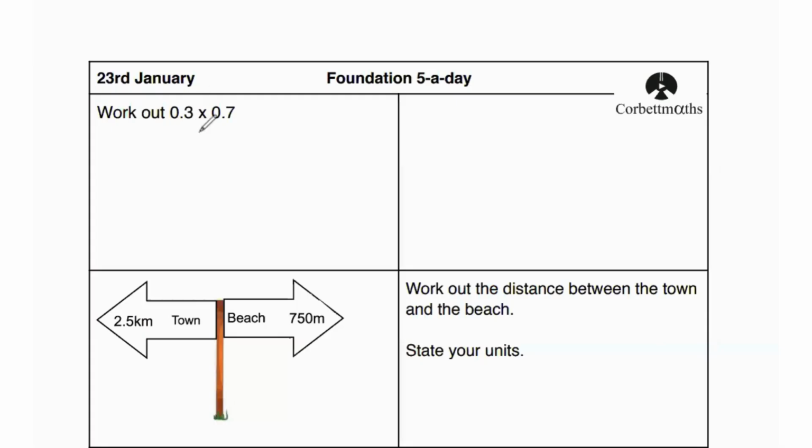First question says work out 0.3 times 0.7. So we know that 3 times 7 is 21. So if it's 0.3 and 0.7, what we do is we always assume that there's a decimal after the whole number. What we will do is we move these two places to the left. So that means 0.3 times 0.7 is equal to 0.21.